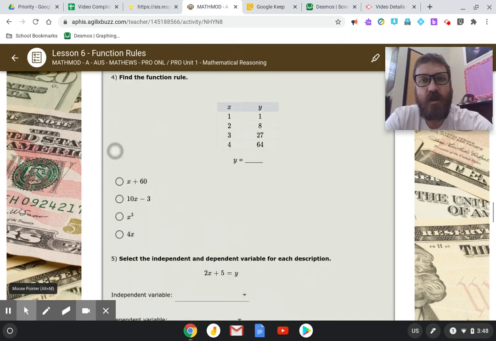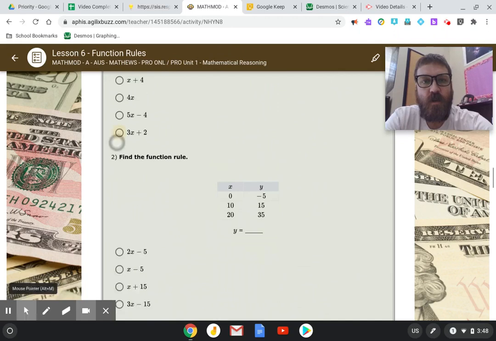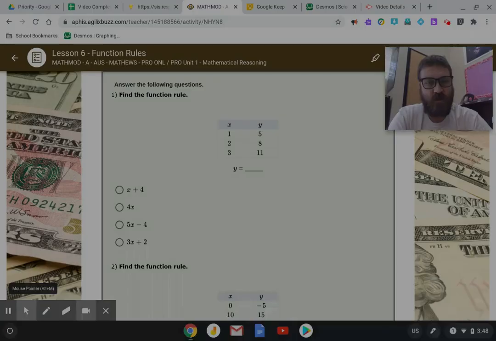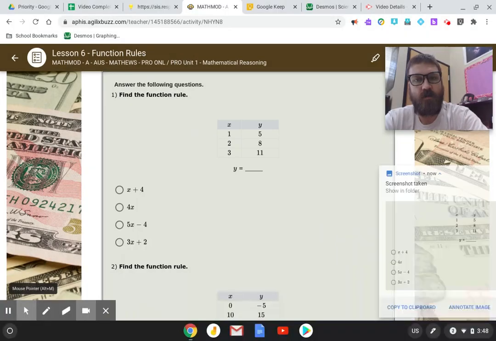Okay, then they're going to have us determine if a rule fits an already stated relationship. So for instance, I'm just going to grab this and I'm going to move this over to the other screen so I can show you how this is going to work.